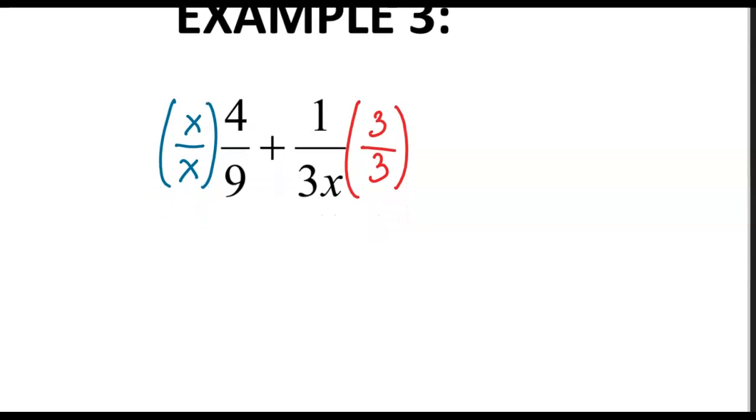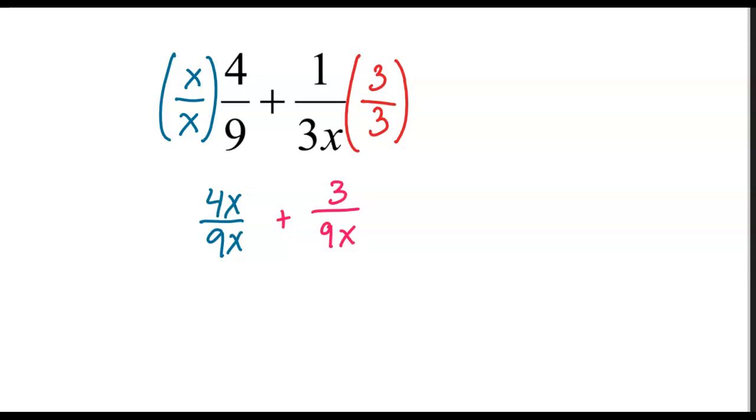So I multiply the numerators. 4 times x is 4x, and multiply the denominator, 9 times x is 9x. Do the same thing on the other side. 1 times 3 is 3, and 3x times 3 is 9x. Now what? It's an addition problem, you're right. We take the numerators, and what is 4x plus 3? 4x plus 3 over 9x. Can anything reduce here? Can anything factor? Nope. That's our answer.